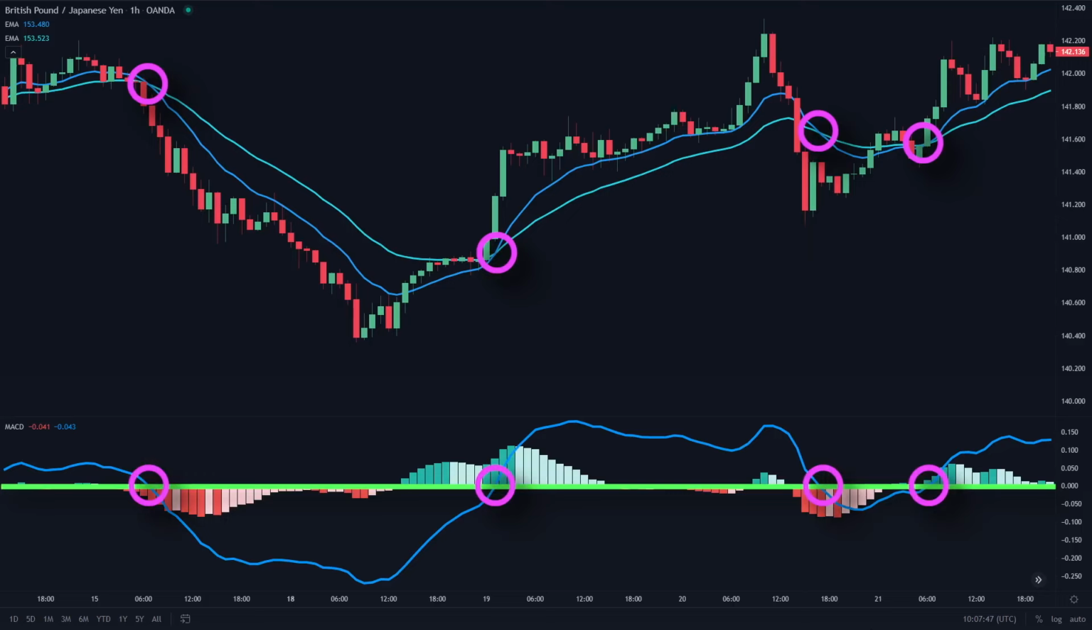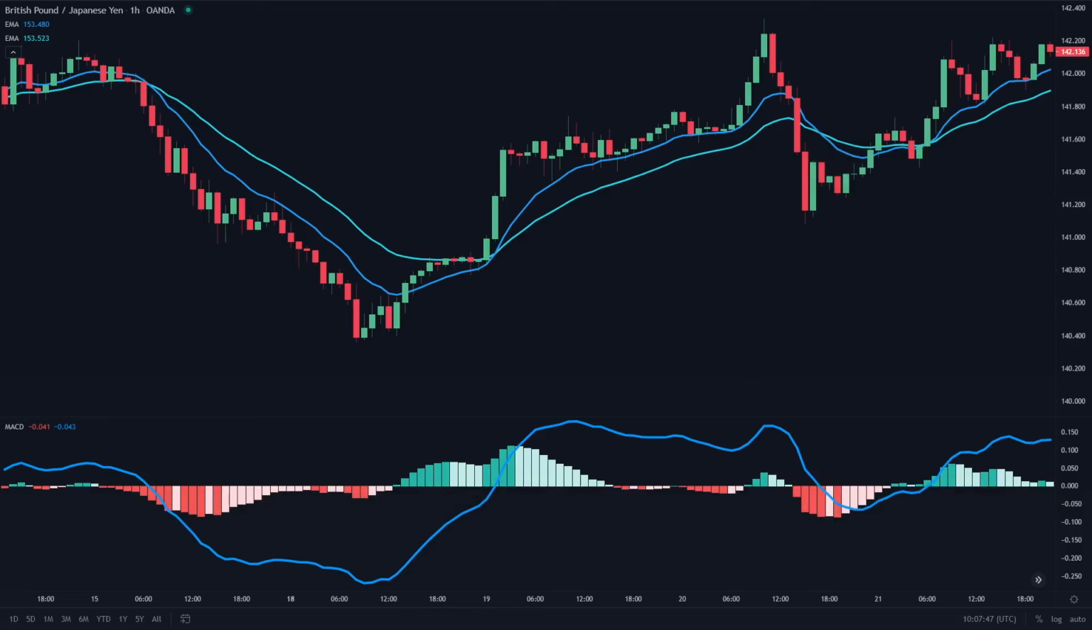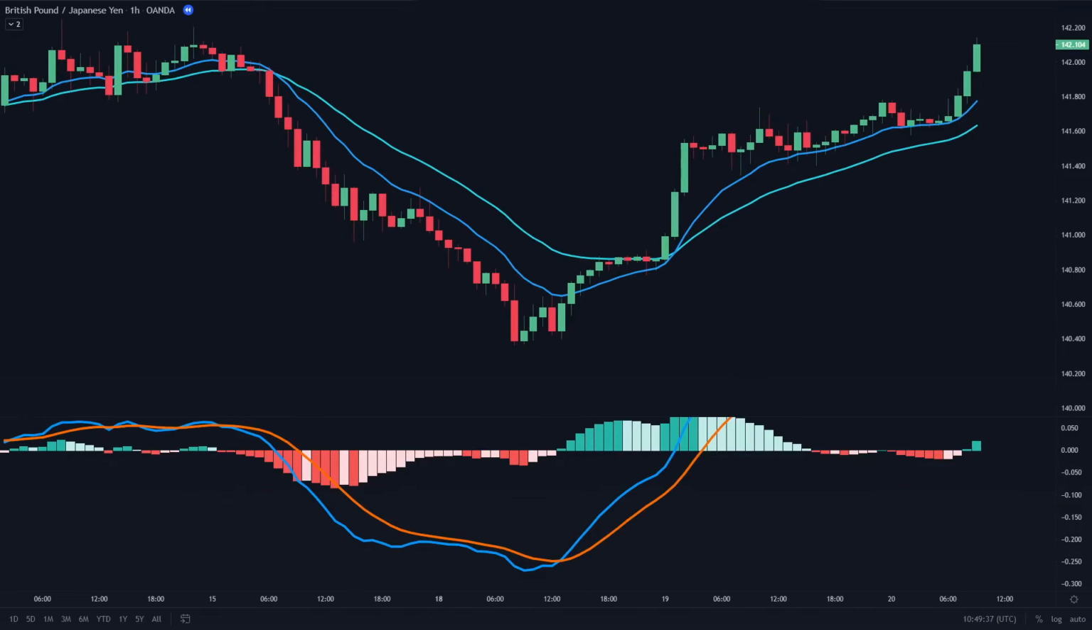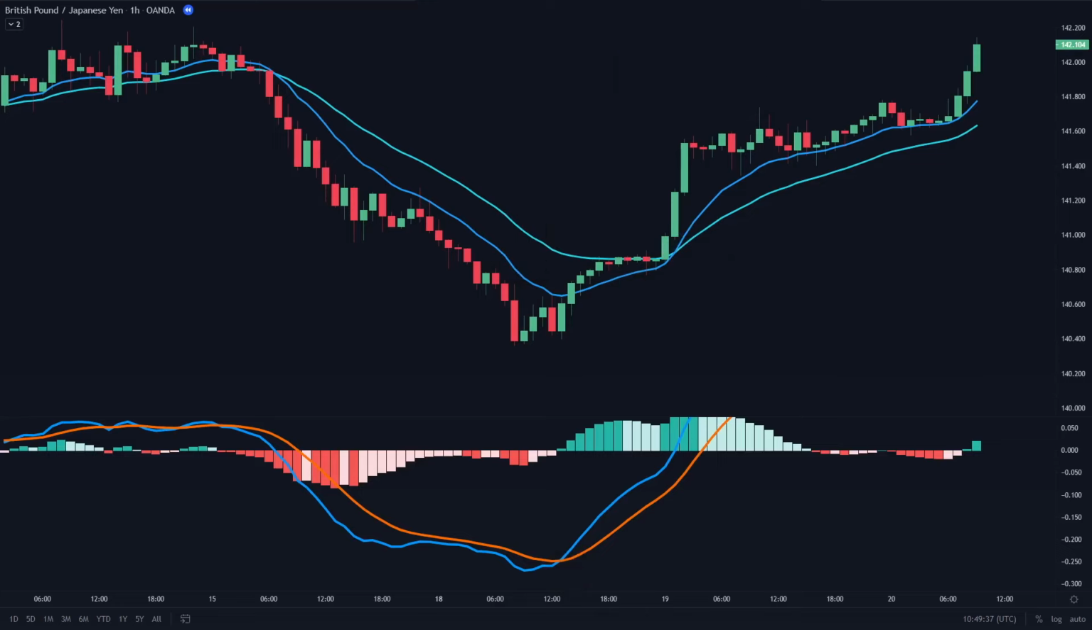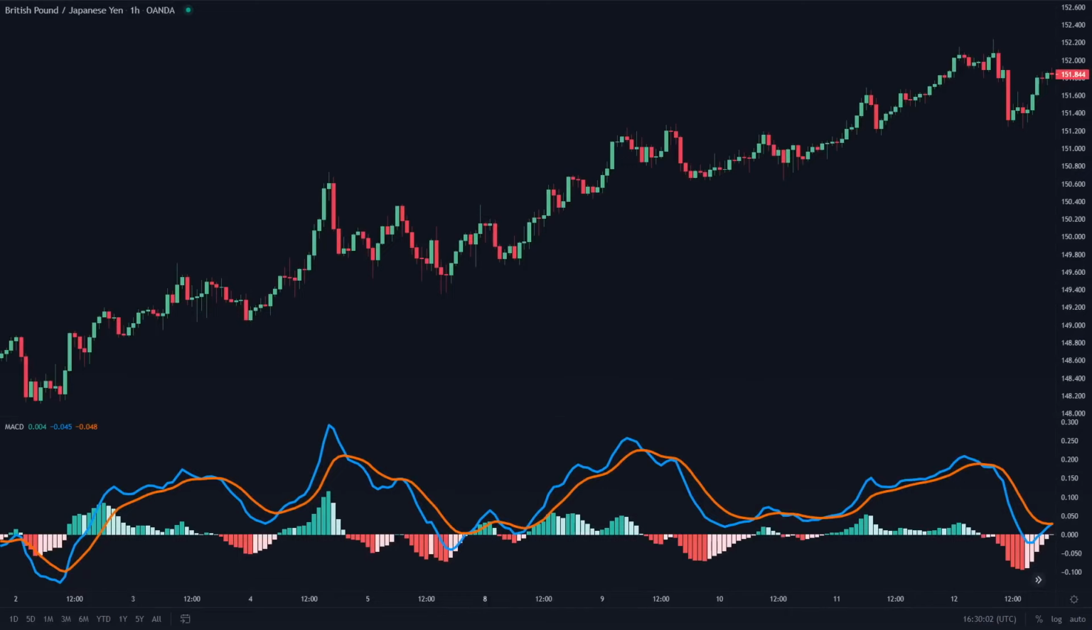But it's between the MACD line and the zero line. Remember, what we look for in the MACD is not the zero line, but rather the crossover between the MACD line and the signal line. As you can see, the crossover on the MACD gave a much earlier signal compared to the crossover on the EMA lines. That's why I and many other traders prefer the MACD as the momentum indicator. Now let's go over different MACD strategies that we can use as traders.